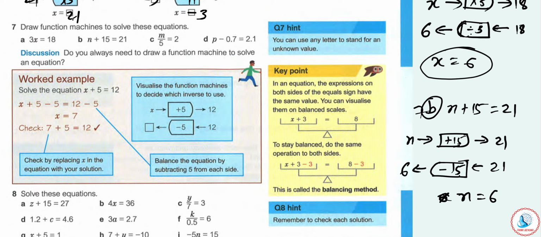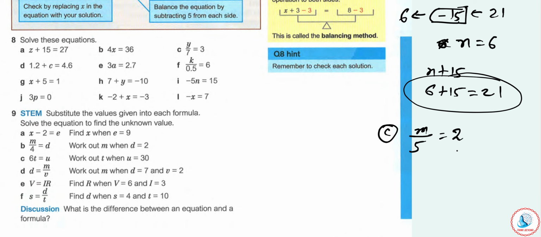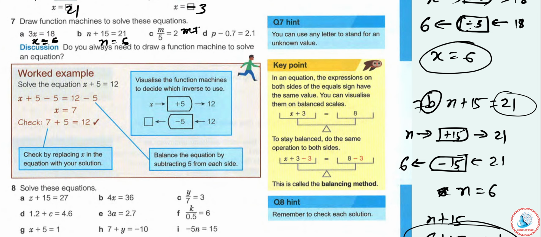M over 5 is equals to 2. So m over 5, question number C, is equals to 2. So here m, you are doing the division operation. By 5 you are getting 2. So here it's 2. For division it's going to be multiplication with 5. So 2 times 5 is 10. So the value of m is 10. Here you can write m is equals to 10.